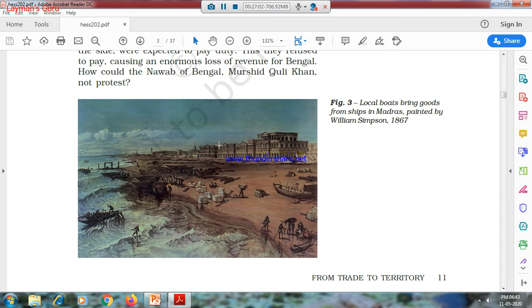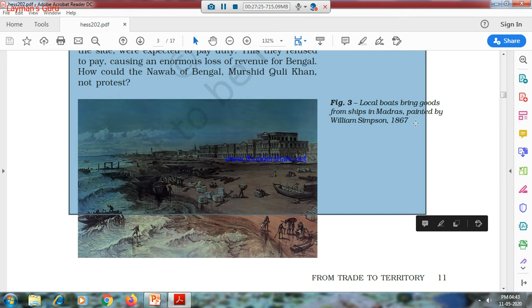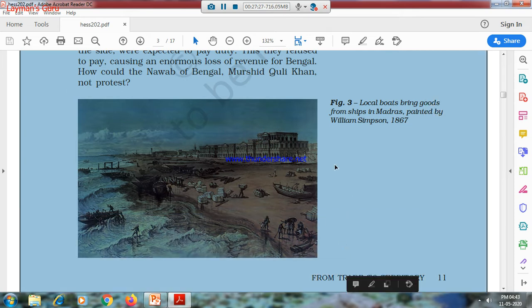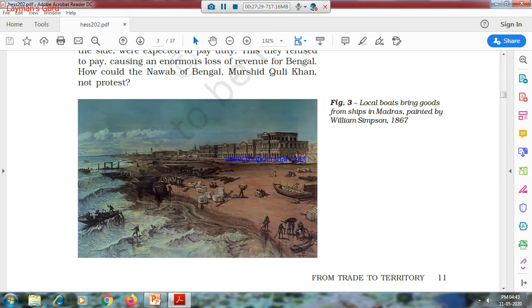On the backdrop you see Fort St. George. This is the place where currently Chennai port is. Only in 1881 was Chennai port built. This was a painting by William Simpson in 1867. So this has no port.